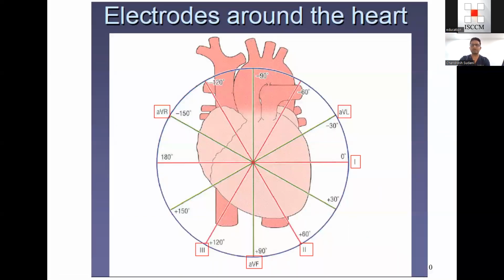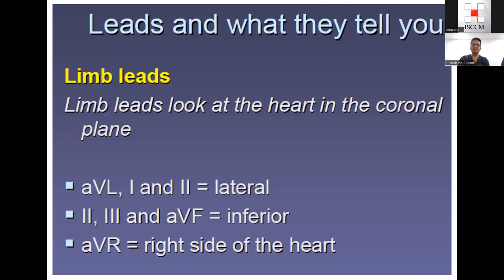Now coming to the axis, the normal ECG lies between 0 to plus 90, or precisely, minus 30 to plus 90. This is the normal axis of the ECG. The limb leads generally look at the heart in the coronal plane. So by looking at the leads, you can say which surface of the heart is visible on the ECG.